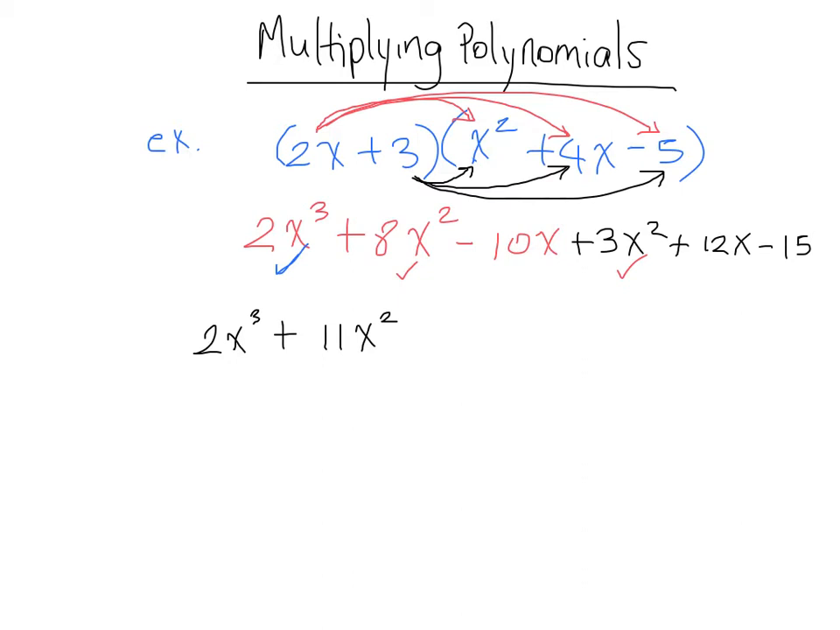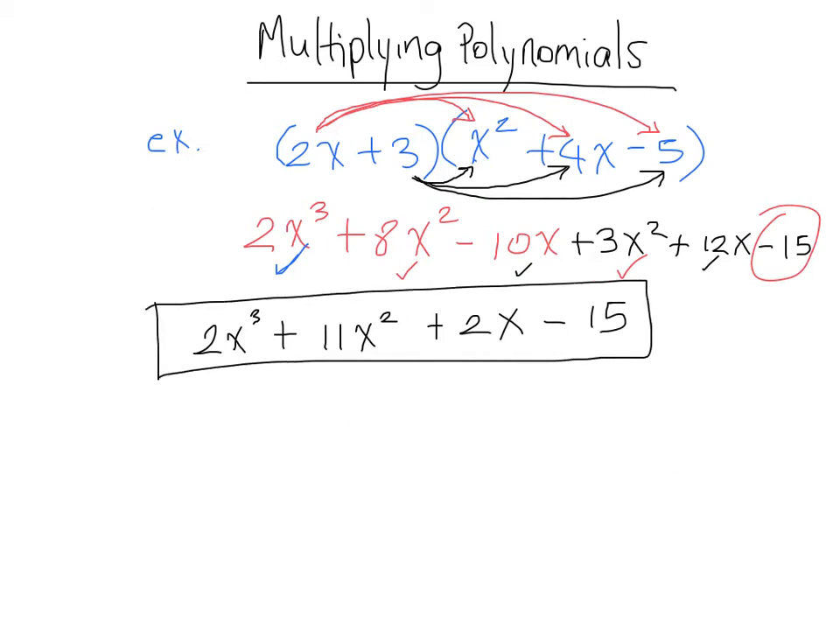Anything with just an x, I'm going to give a little black check mark. We have a negative 10x, we have a positive 12x, and nothing else. Negative 10x plus 12x gives us plus 2x. Finally, numbers without x, I will circle, and there's only one of them. So we can just rewrite that, and now that is our expression multiplied.